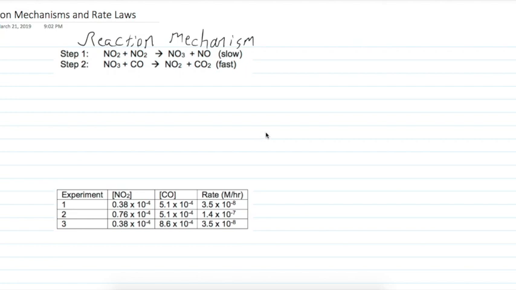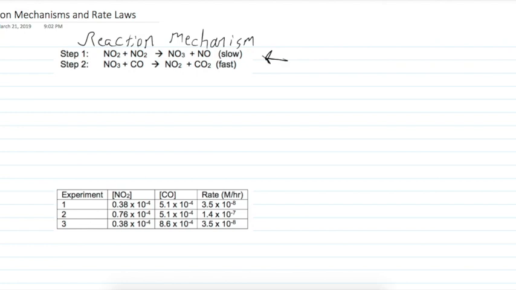Hello everyone. Today we're going to talk about reaction mechanisms and rate laws. Now, reactions rarely happen all at once. They usually take a few steps, and this series of steps is known as the reaction mechanism. That's the series you see below.